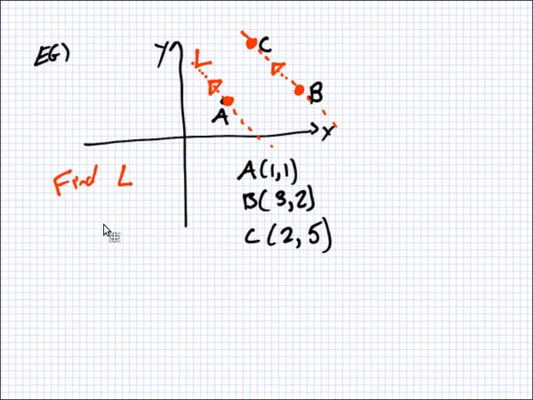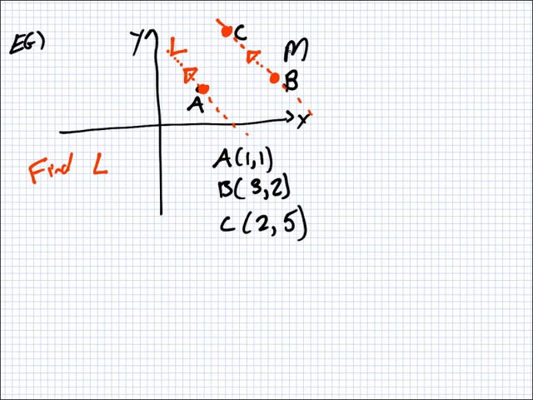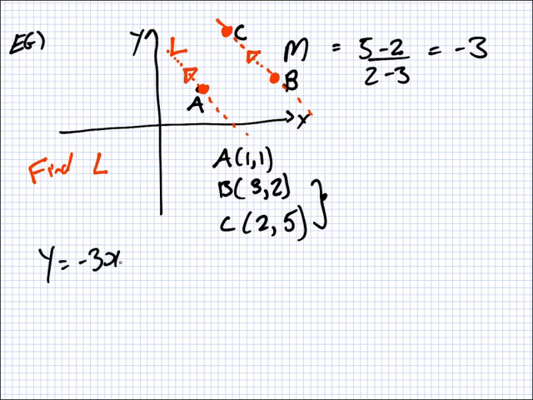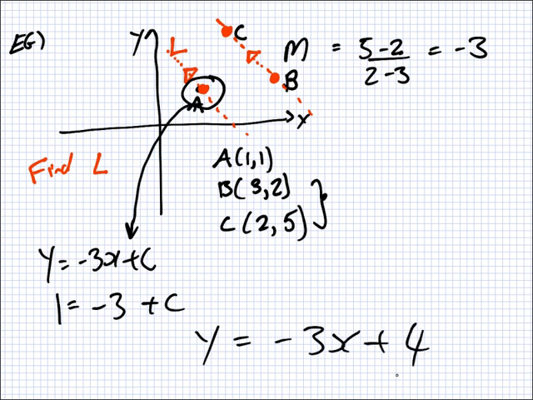Some of you said correctly, we first should find the slope, using our formula y2 minus y1 over x2 minus x1. So we say 5 minus 2 over 2 minus 3, which is minus 3. Because this is parallel, it's also minus 3. y equals minus 3x plus c is the line. Which point do I sub in? Only A, because A is the only one on the line I want. If I sub in A, which is 1, 1, I get c is 4. That's our answer there.